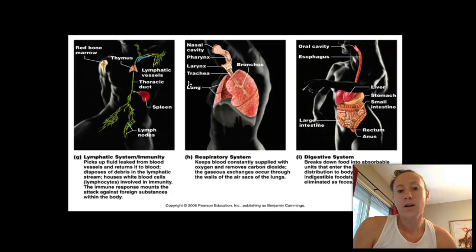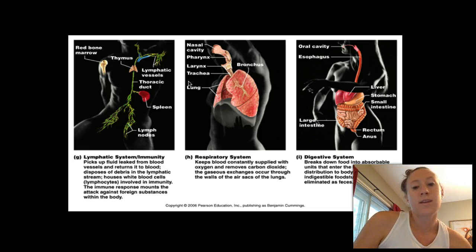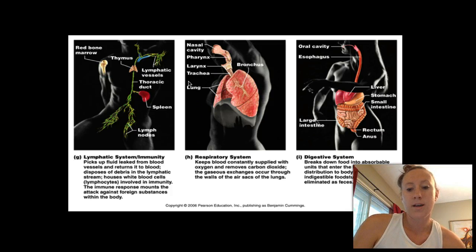Our respiratory system keeps blood constantly supplied with oxygen, but it also removes carbon dioxide because we can't have too much carbon dioxide in our body. We need to get that out. This occurs in the lungs. Digestive system, this breaks down food into things that we can absorb and build up. We talked about that catabolism and anabolism. That's where this is happening, in our digestive system.